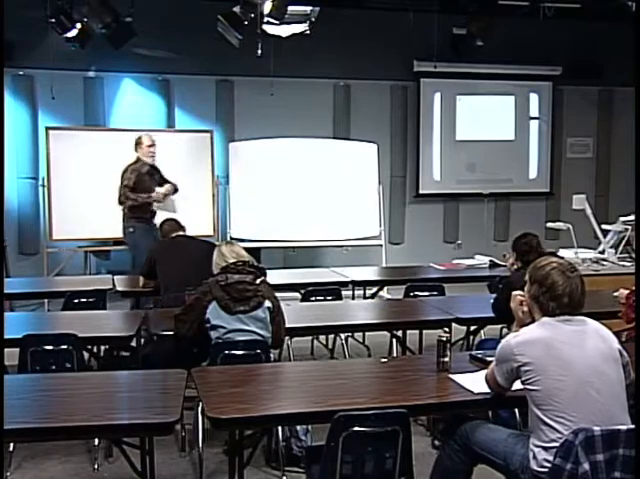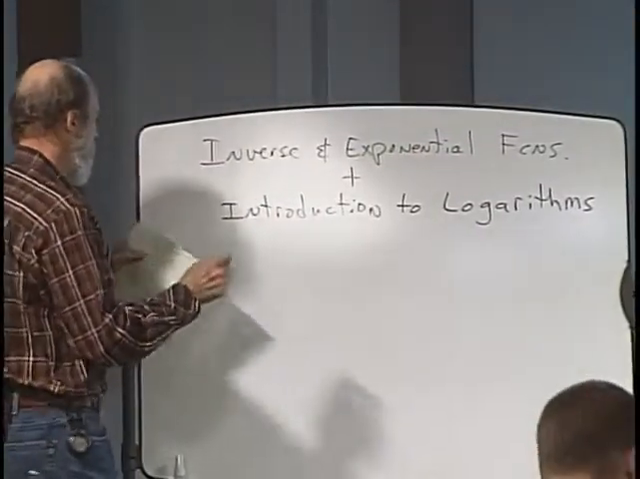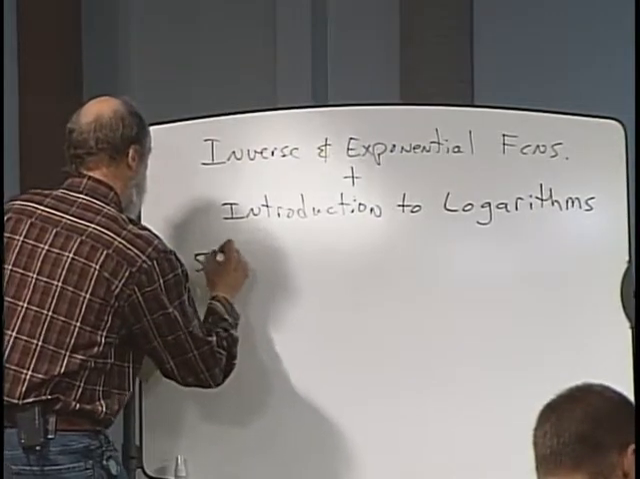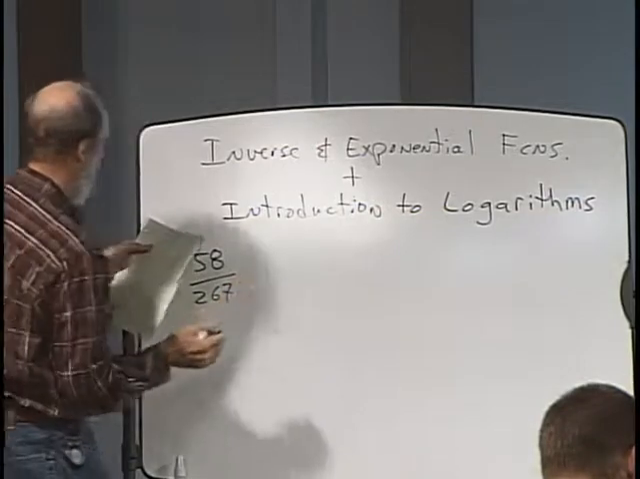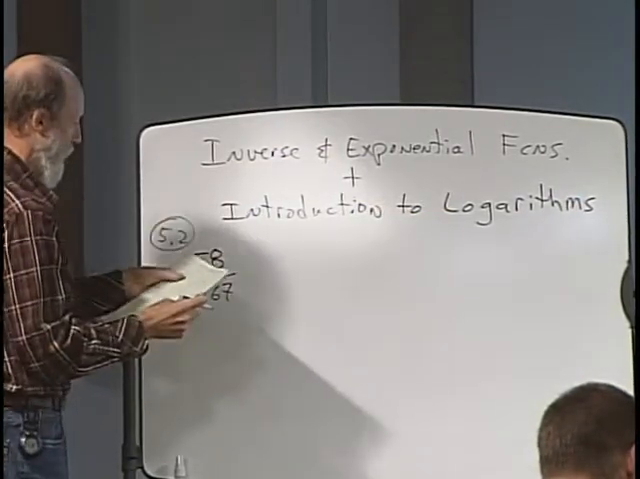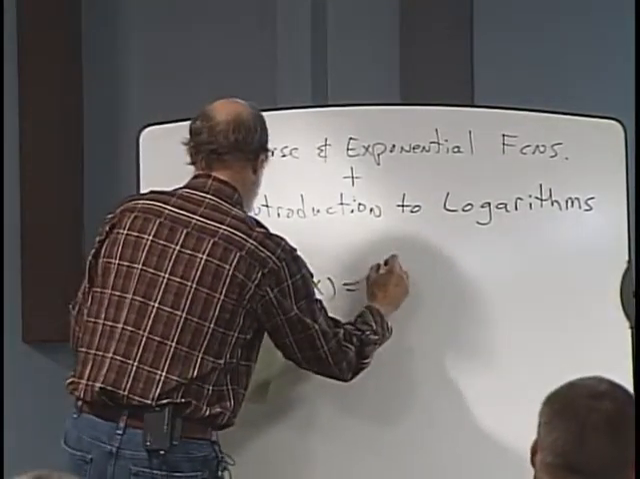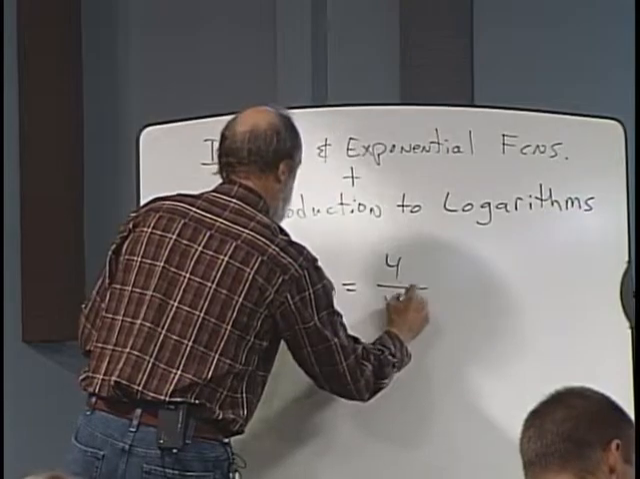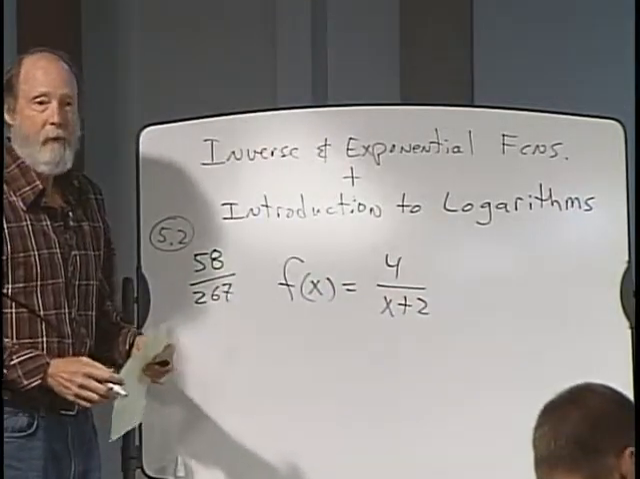let's just start with a problem that involves finding an inverse. So if we took problem 58 on page 267, this is in your section 5.2, it says f of x is given to us as 4 over x plus 2.